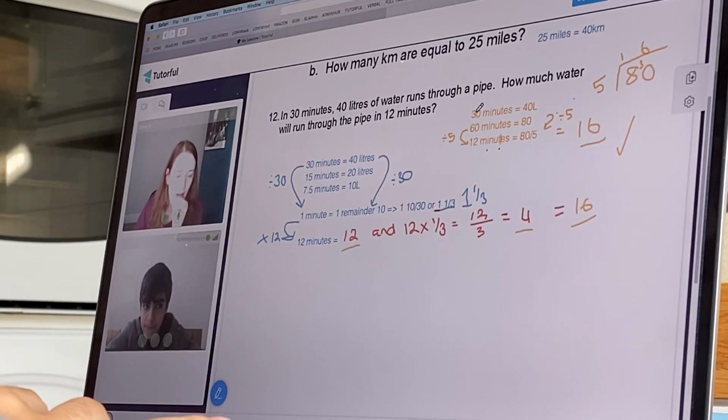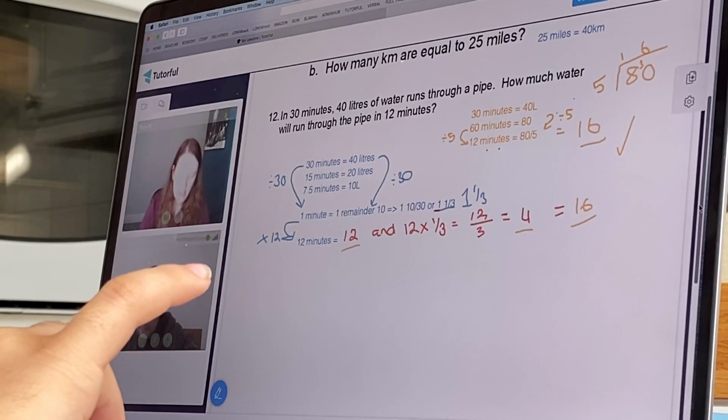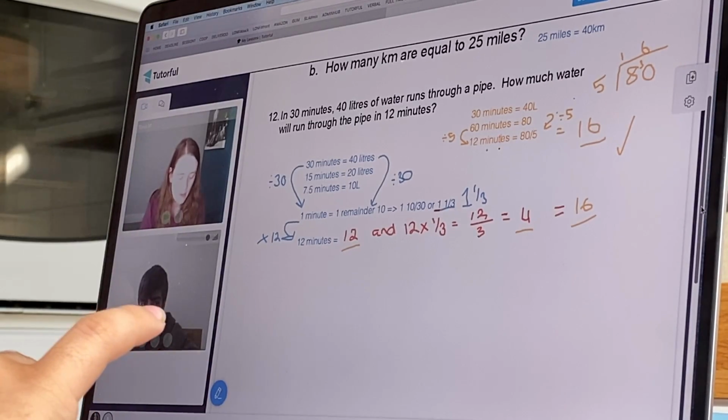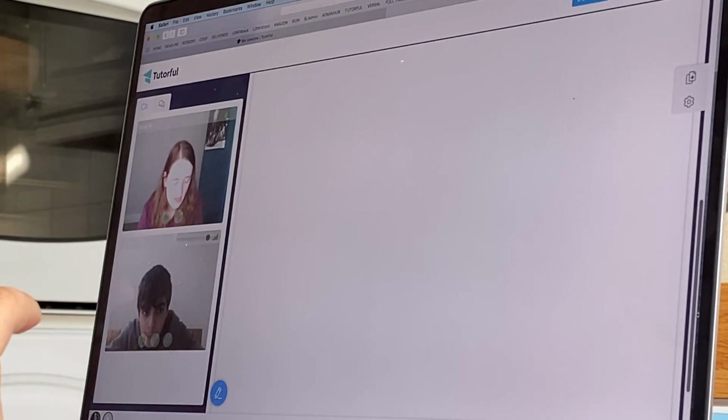We could try it. Do you want to try it just out of interest? Yeah. So let's say that 31 minutes is equal to 40 litres. To get to 1 minute, and we want to find 12, we can find out what 1 minute is by dividing both sides by 31.